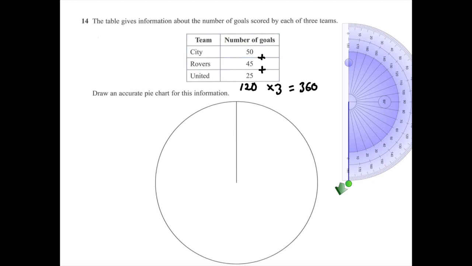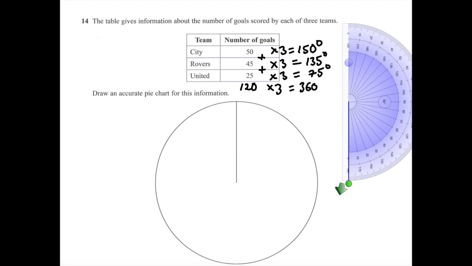Therefore, I'm going to multiply each team's goals by 3. So 50 times 3 is equal to 150 degrees. 45 times 3 is equal to 135 degrees. 25 times 3 is equal to 75 degrees. Now I'm going to use my protractor to construct my pie chart.